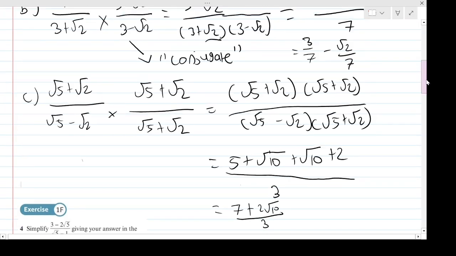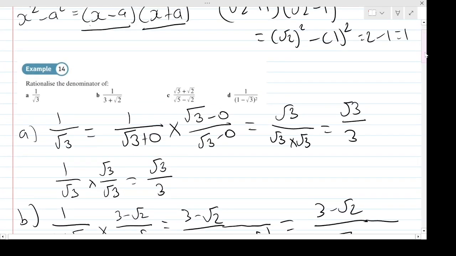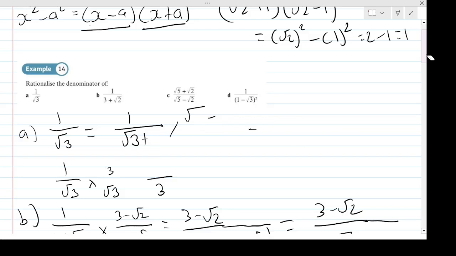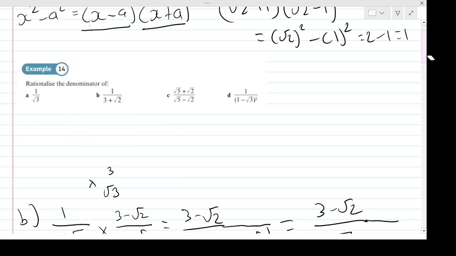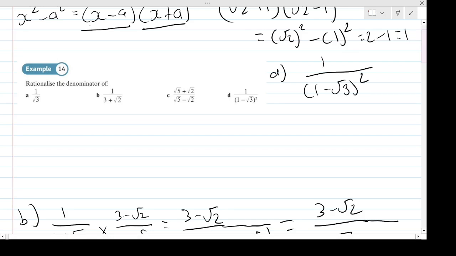Okay, I'm going to make some room for part D. Let me do part D here then. So part D is saying we have 1 over 1 minus root 3 all squared. Well, firstly, we can't really recognize what the conjugate is going to be, because remember squared is times again by 1 minus root 3. So we can't recognize it straight off the bat. So what we're going to do is just expand it out, right?